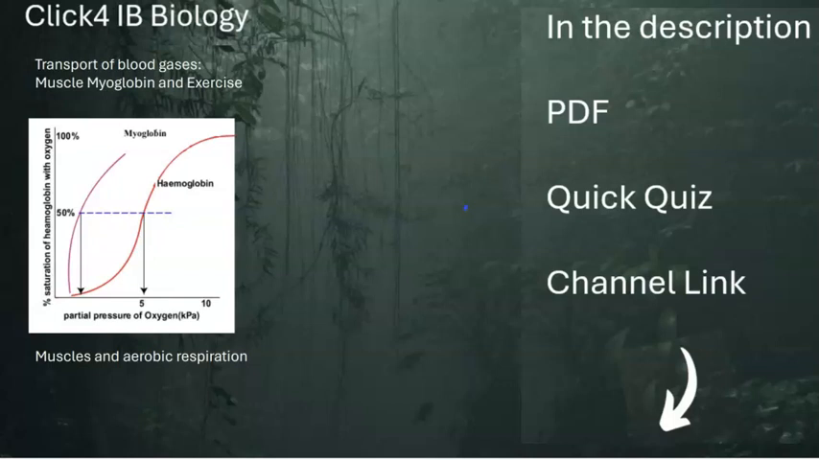Click for IB Biology. In this discussion, we're going to be looking at muscle myoglobin and its affinity for oxygen and role in the muscles as a store of oxygen.